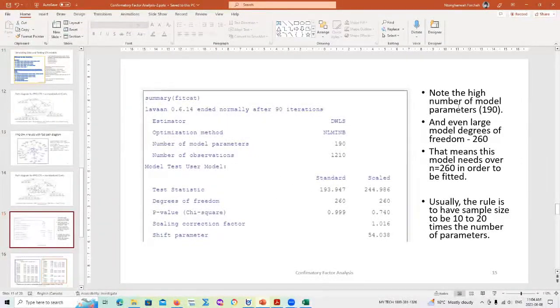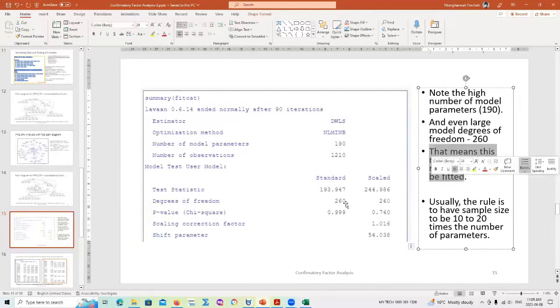So here I made some note. I said note the high number of model parameters, and even the large degrees of freedom. So this one is a positive, actually not negative. I think I made a mistake here. The larger your degrees of freedom, the better your model. Okay, so I ignore this one. It's a key thing here.